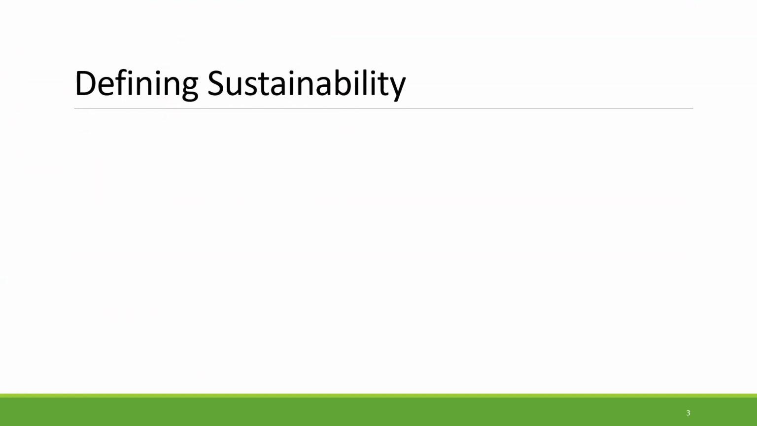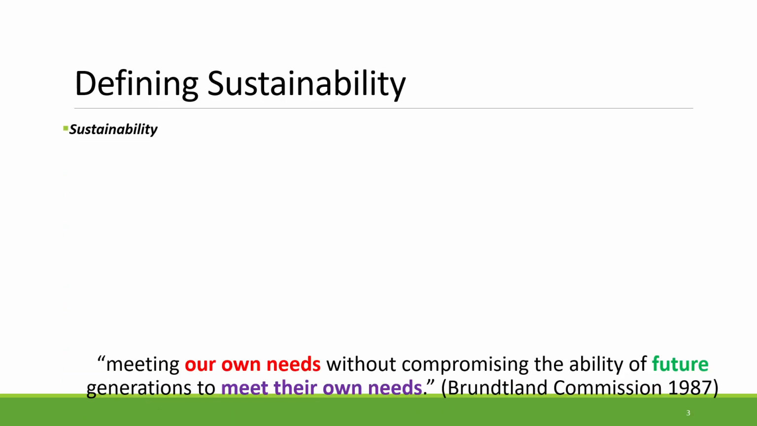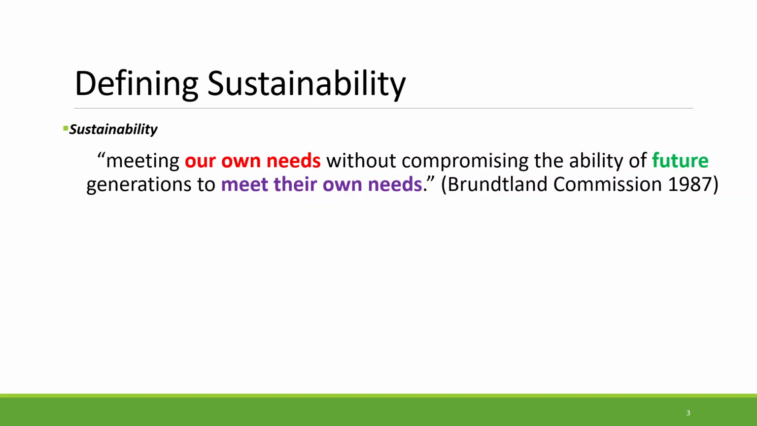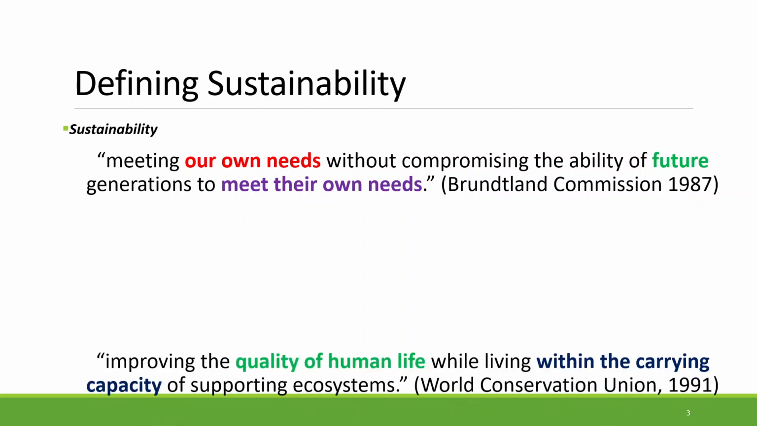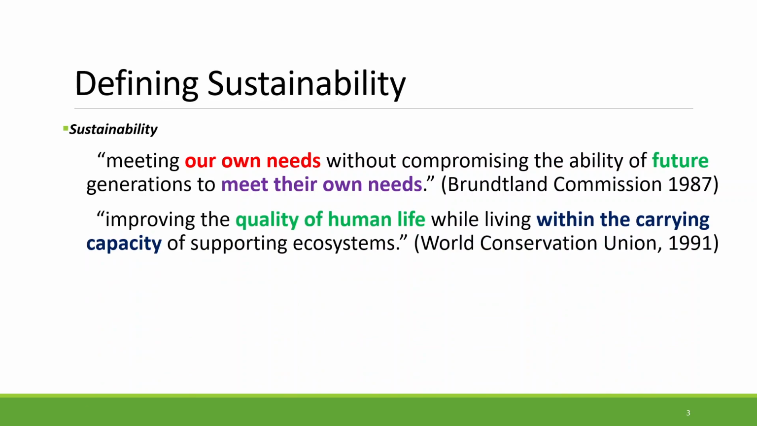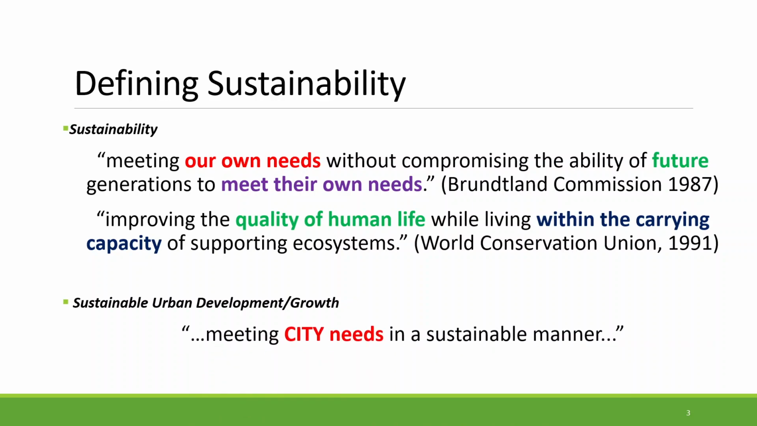So let's revisit the concept of sustainability. What is sustainability? One of the most famous definitions of sustainability is attributed to the Brundtland Commission, which defined sustainability as meeting our needs without compromising the ability of future generations to meet their own needs. Another definition, revised in 1991, is improving the quality of human life while living within the carrying capacity of supporting ecosystems, which leads us to a definition for sustainability: meeting the city's needs in a sustainable manner so that future generations can meet their own needs as well.